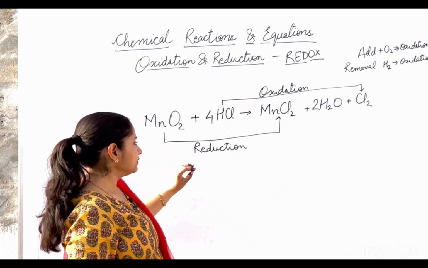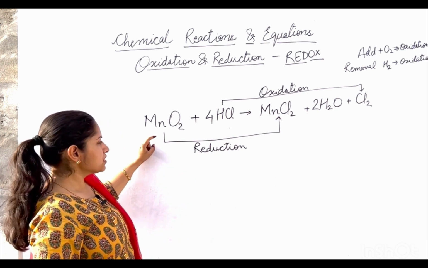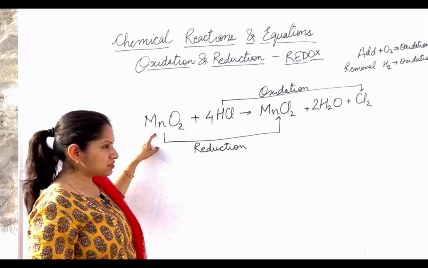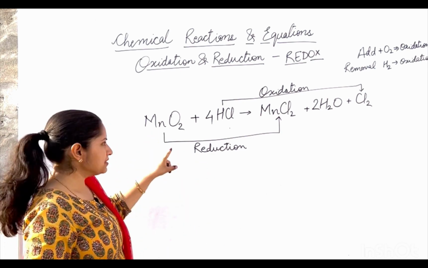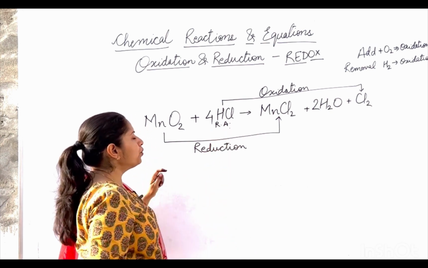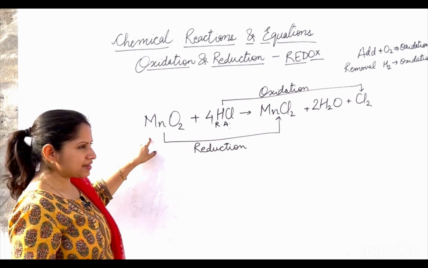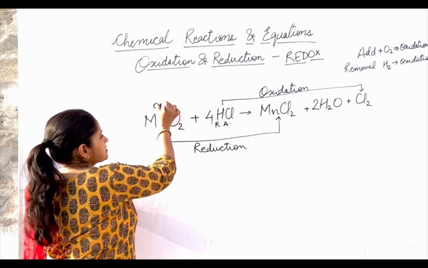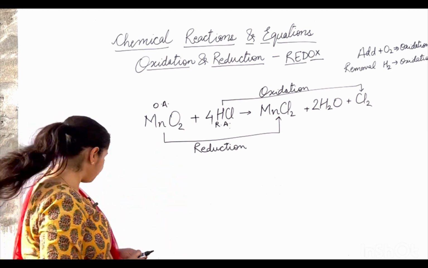Apart from that, in this case, which is the oxidizing agent and which is the reducing agent? Since there is reduction of manganese dioxide, who is carrying out the reduction of manganese dioxide? That is HCl. So it is a reducing agent. What is helping HCl to get oxidized? That is manganese dioxide. So it is an oxidizing agent. I hope that is fine.